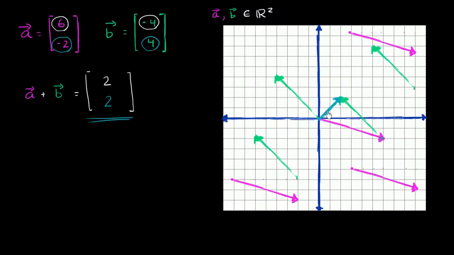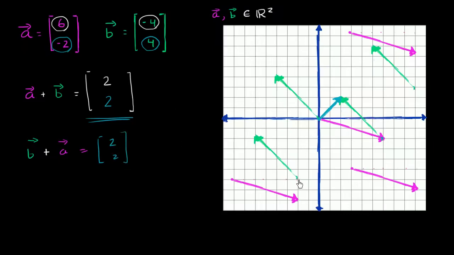Now, one question you might be having is, well, vector A plus vector B is this, but what is vector B plus vector A? Does this still work? Well, based on the definition we had, where you add the corresponding components, you're still going to get the same sum vector, so it should come out the same. So this will just be negative 4 plus 6 is 2, and 4 plus negative 2 is 2. But does that make visual sense?